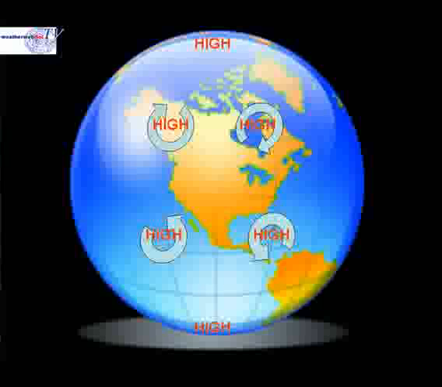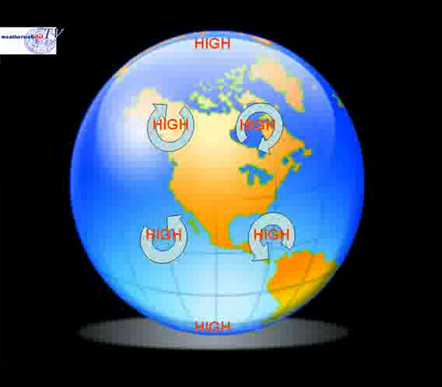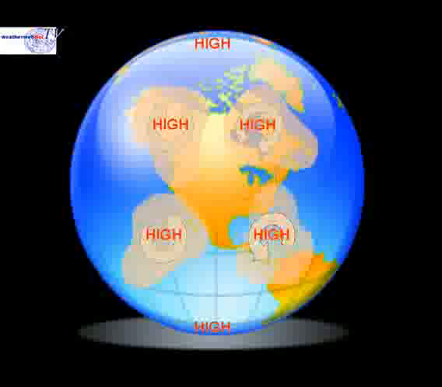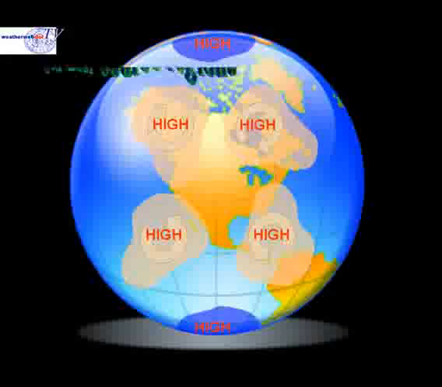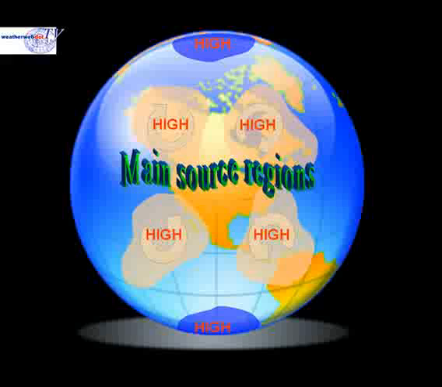So where do air masses form? Well, air masses tend to form around the areas of high pressure in the subtropics and also close to the poles. Now the reason for this is that the air within these areas is very slow moving. So the air tends to pick up the characteristics of the land or the sea that it's over. We know these high pressure regions as the main source regions for air masses.